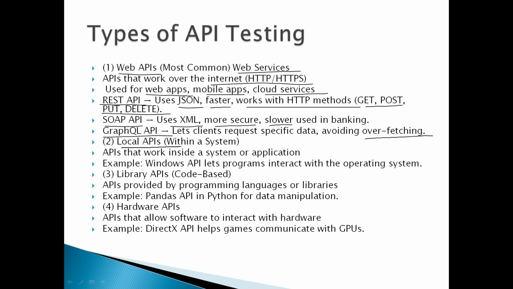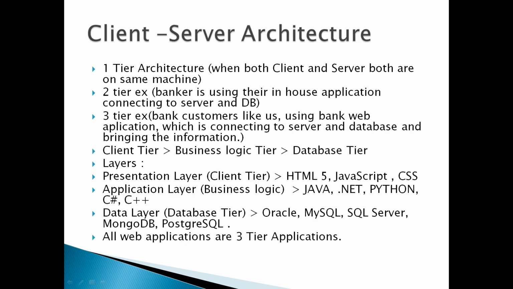There are local APIs within a system. Local APIs are the ones which work inside a system or application. For example, Windows APIs. It lets the program interact with the operating system. There are library APIs, code based. APIs provided by programming languages or libraries. For example, Pandas APIs in Python for data manipulation. Hardware APIs are there that allow software to interact with hardware. Example is DirectX API for games communication with GPU.